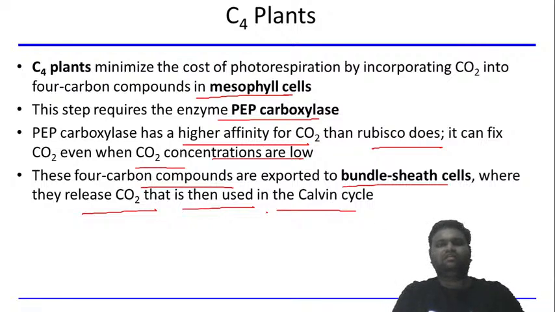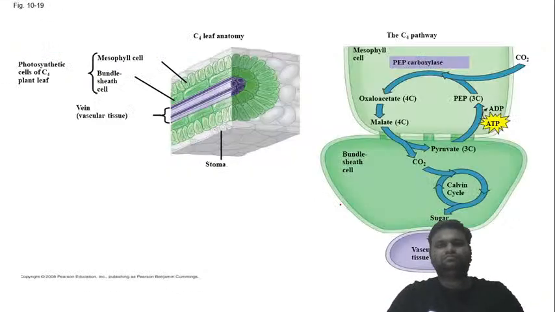So PEP carboxylase has higher affinity for CO2 than rubisco does. It can fix CO2 even when CO2 concentrations are low. And these 4-carbon compounds are exported to bundle sheath cells where they release CO2 that is used in the Calvin cycle. So this is the C4 pathway. This is the C4 leaf anatomy.